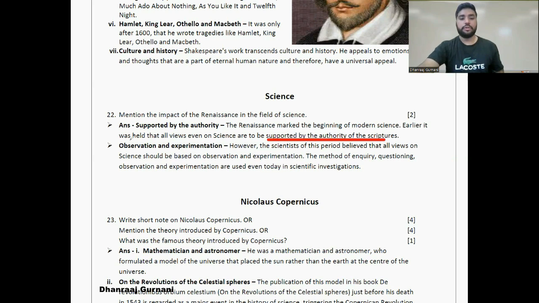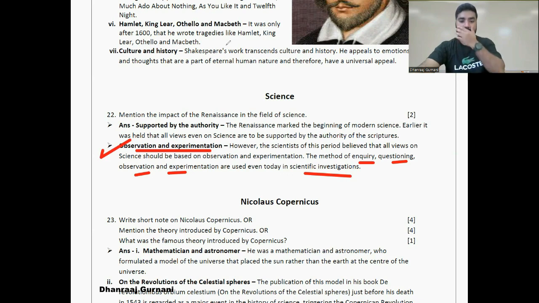However, point number 2, scientists of this period believed that all views on science should be based on observation and experimentation. That's your head point. The method of inquiry, questioning, observation, experimentation, that is, enthusiasm increased to ask why things are happening and how things are happening, which are used even today in scientific investigations.